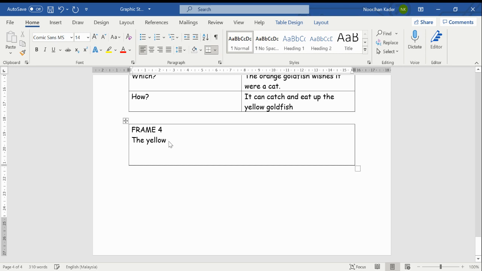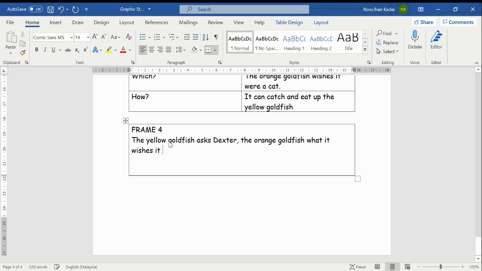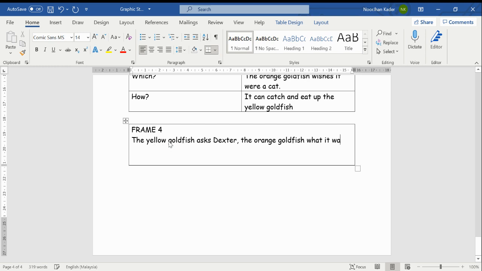Yellow goldfish. So there's a discussion going on. So the yellow goldfish asks Dexter, the orange goldfish. Now it cannot stop. Now it's not talking about what it wishes to be, but now it's questioning the orange goldfish what it wishes to be. So because the orange goldfish is already getting angry, what happens next? Orange goldfish, okay. What it wishes. What it wants to be.